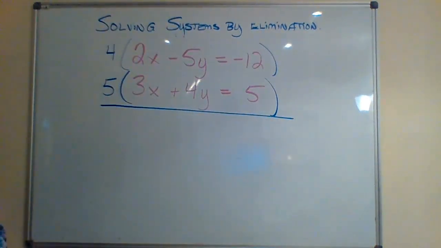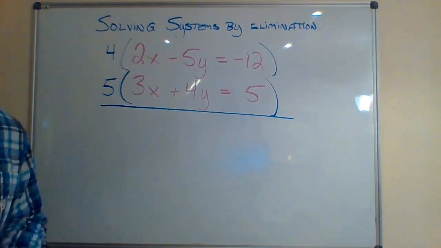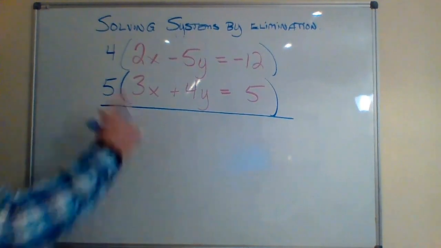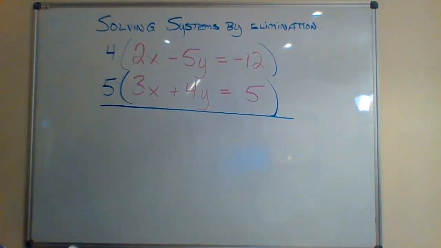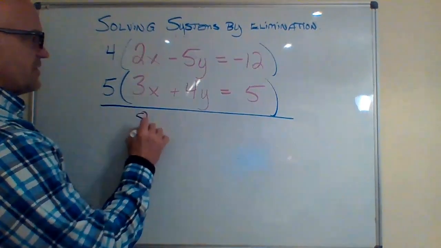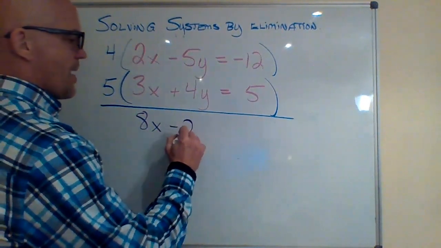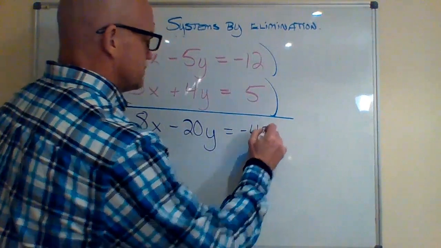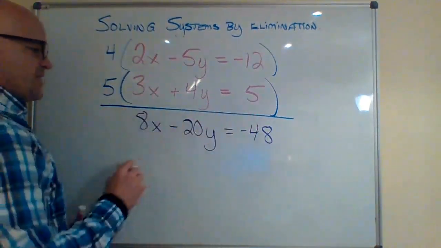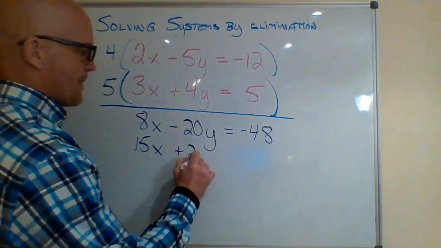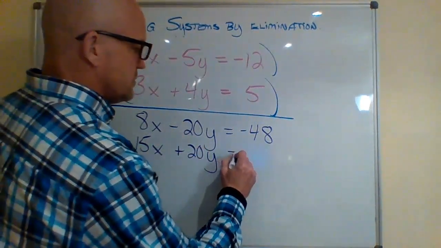Again, make sure you multiply the entire equation. Don't forget what it's equal to on the other side. Multiplying the top one by 4. Let's switch to purple here. 4 times that mess, 8x minus 20y equals -48. Bottom one, 5 times that guy, 15x plus 20y equals 25.